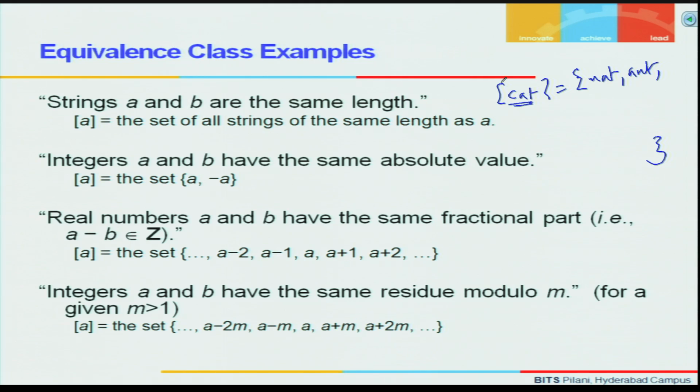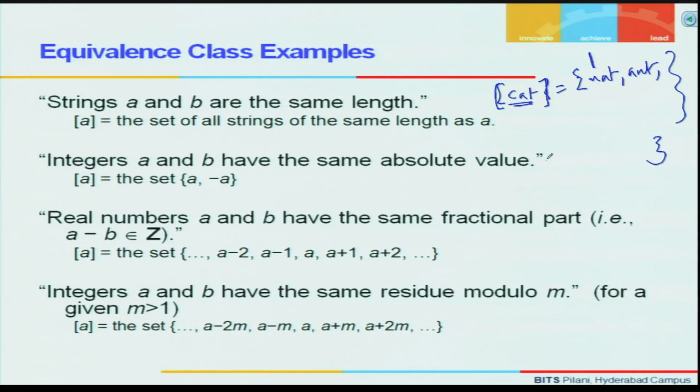Why are they going to be in the equivalence class of cat? Because any element you take in this set, say mat, and cat have the same string length. All the elements having character length 3 are going to be in the equivalence class of cat. So given a word, I will be able to talk about its equivalence class. All the words having the same length as the given word, that is the equivalence class.